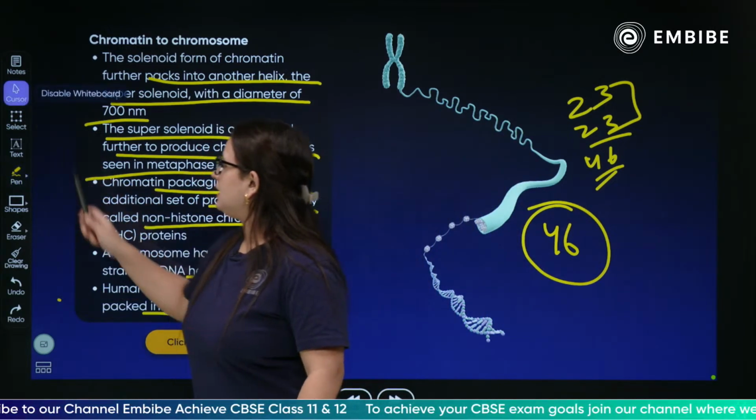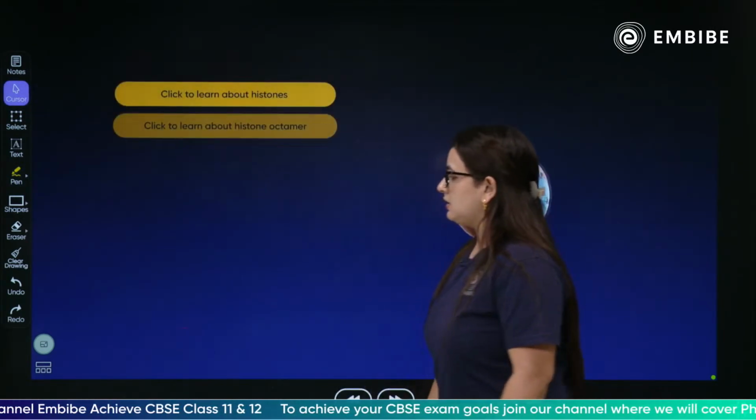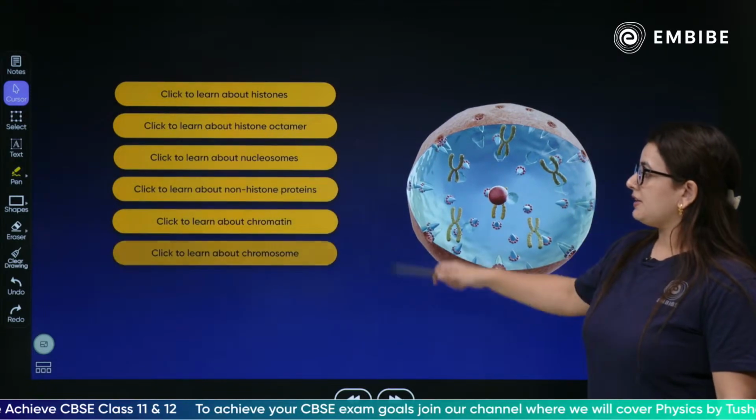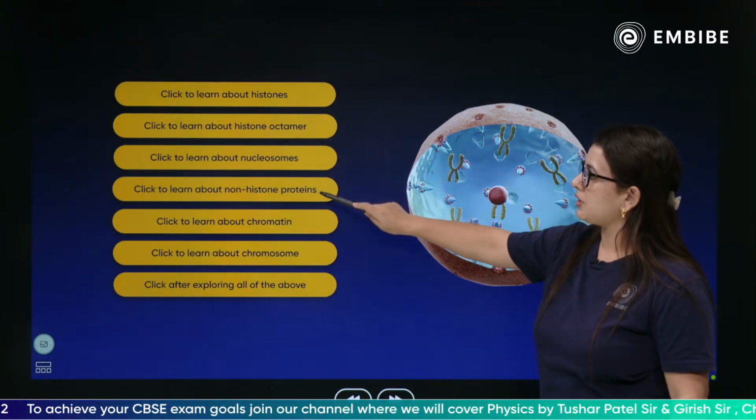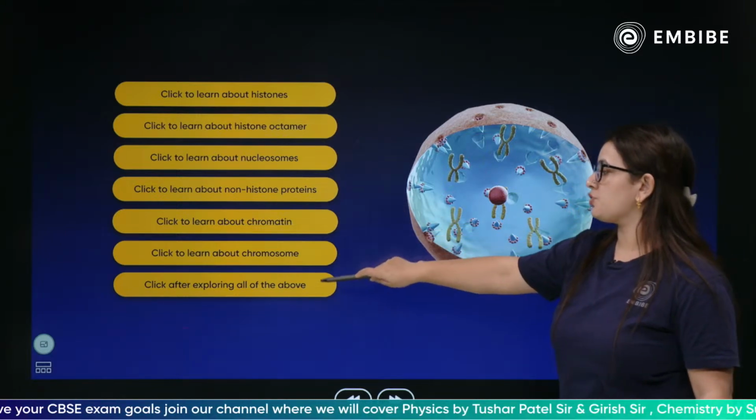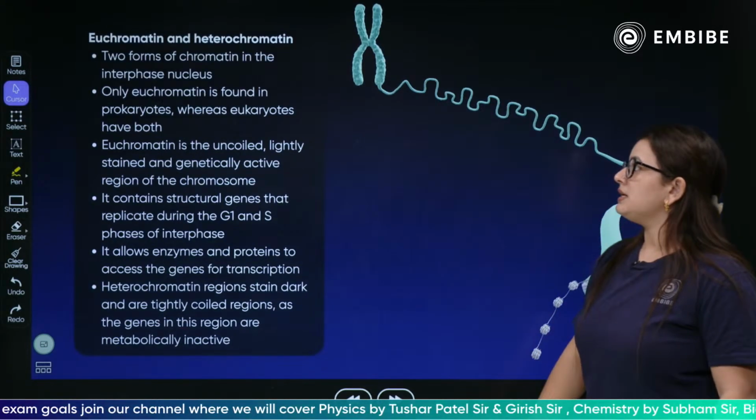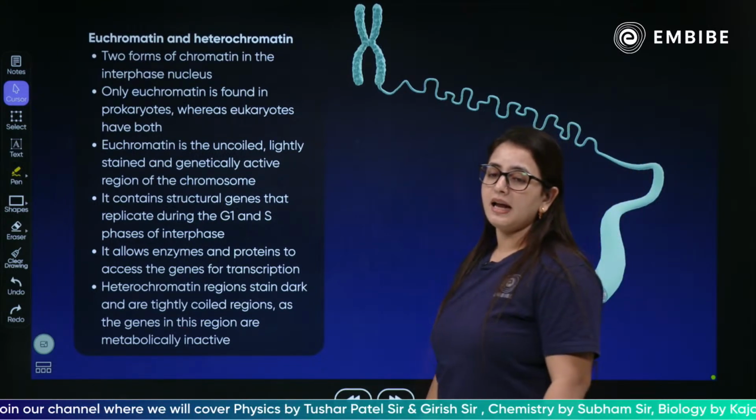Next, we are done exploring everything. We have discussed the histone octamer, nucleosome, non-histone protein, chromatin, and chromosomes. So, children, what is euchromatin and heterochromatin?